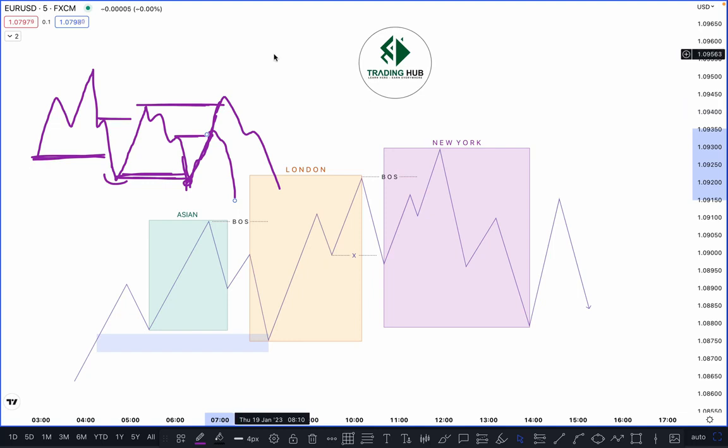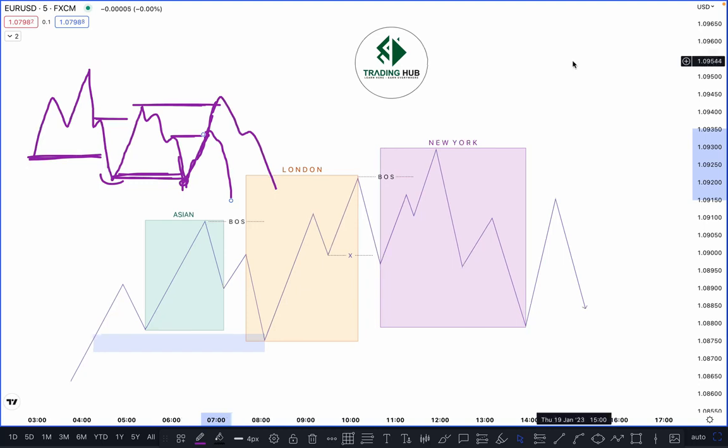In a day, one session will be manipulated. In a very rare case, you will see Asian, London and New York, three sessions bullish or bearish in a row. So you can understand it like this: in a day, one session will be manipulated. Those sessions can be Asian, London and New York, right? You have to remember two or three things only.